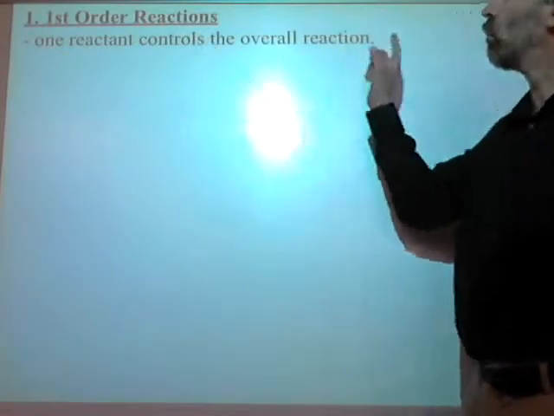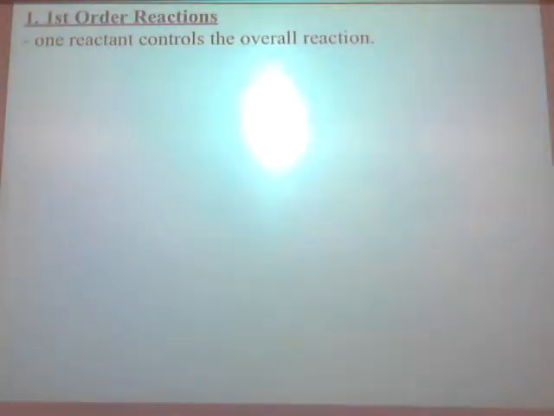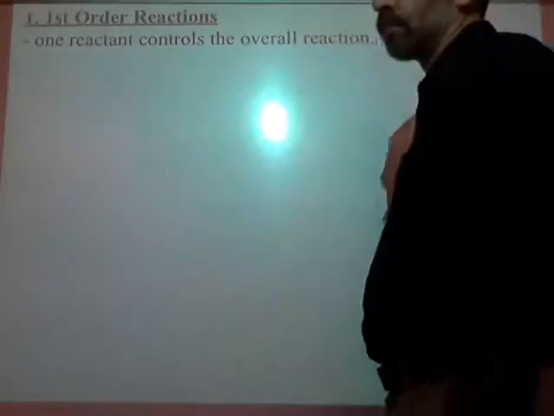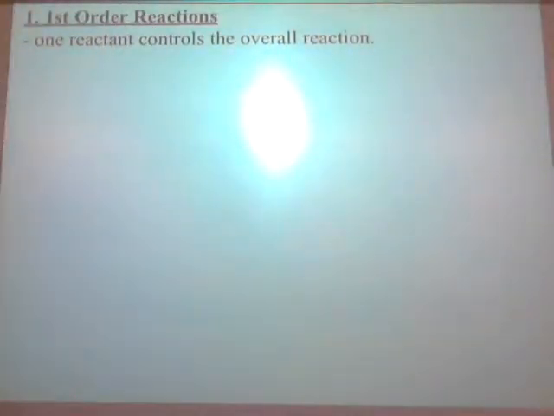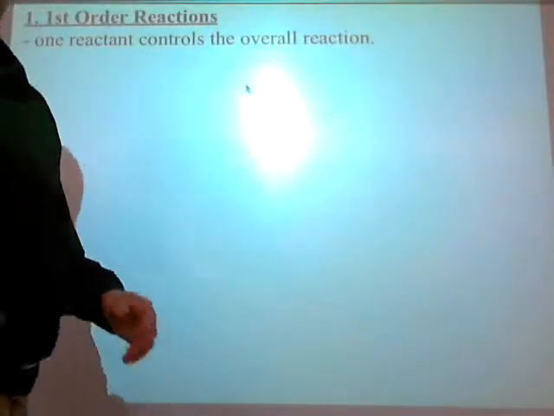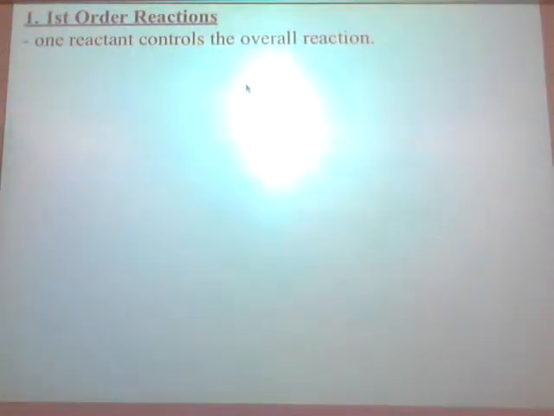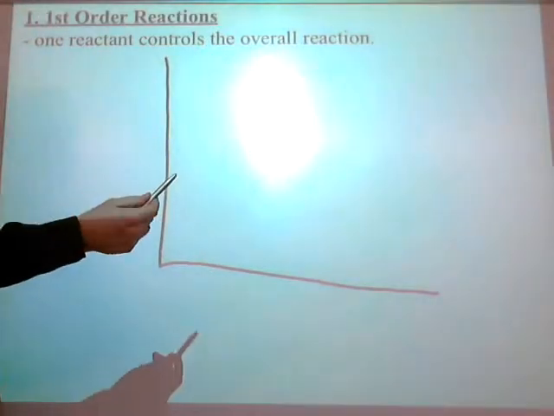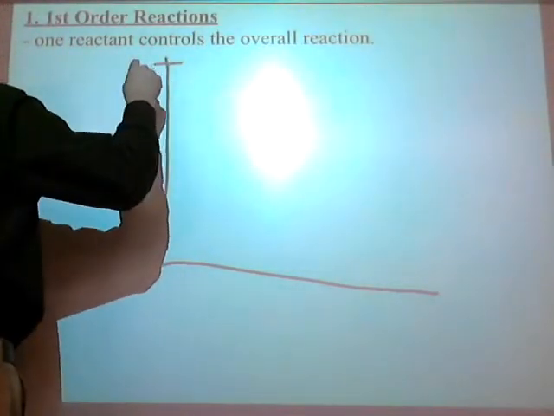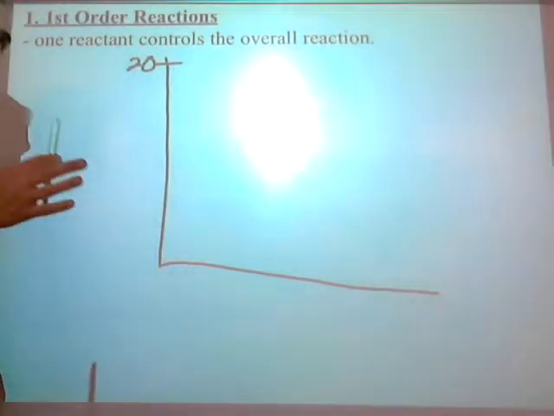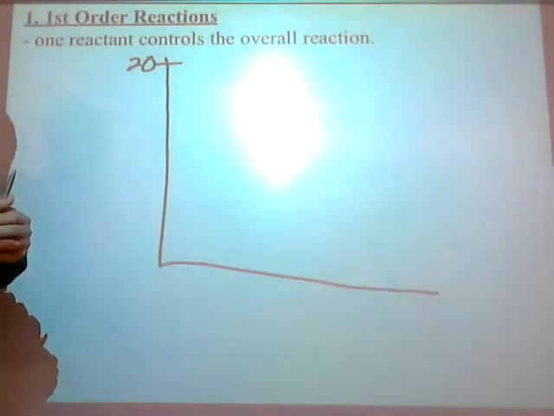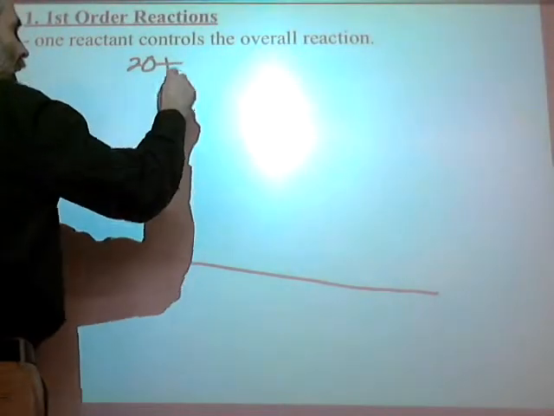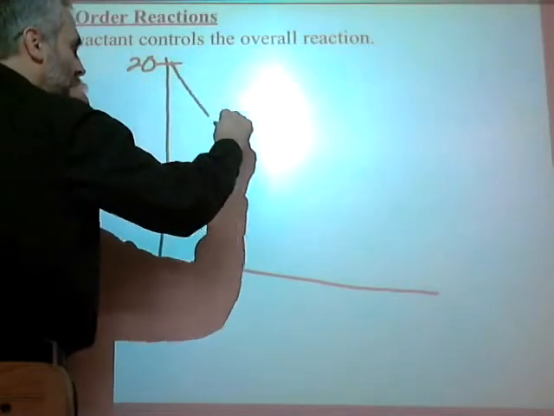In a first-order reaction, one reactant controls the overall rate of the reaction. You may remember me drawing this. I used this at the beginning of this chapter, and you may remember it even from Chem 1 when we talked about half-lives. Don't draw this, but let me just show you. What normally happens in a first-order reaction, say I start with 20 as my initial amount, in a nuclear decay, half-life, all right? It's happening at a certain rate.